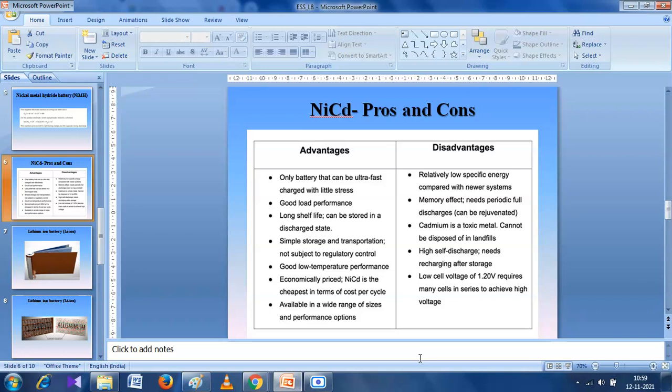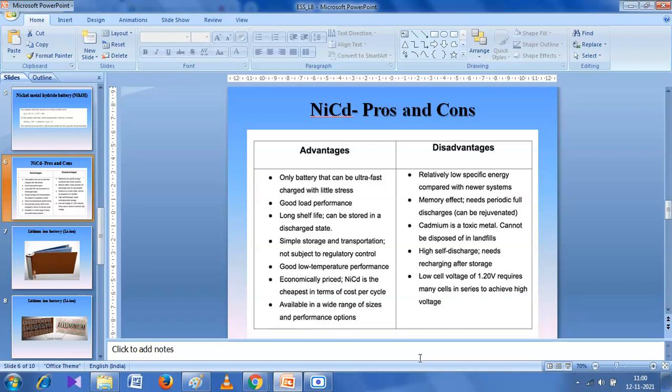And we can store the nickel cadmium battery as well as transport it very easily. When we store the nickel cadmium battery, there is no need for regulator control or monitoring. We have to just store the nickel cadmium batteries and leave them. And it has good temperature performance. That means the operating temperature of the nickel cadmium battery is in a wide range.